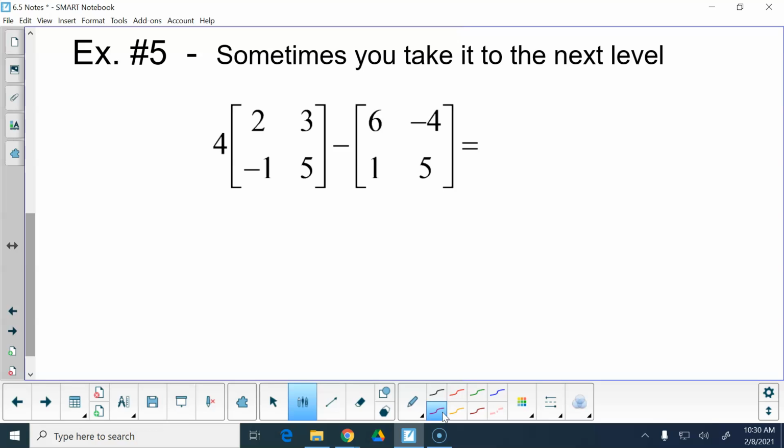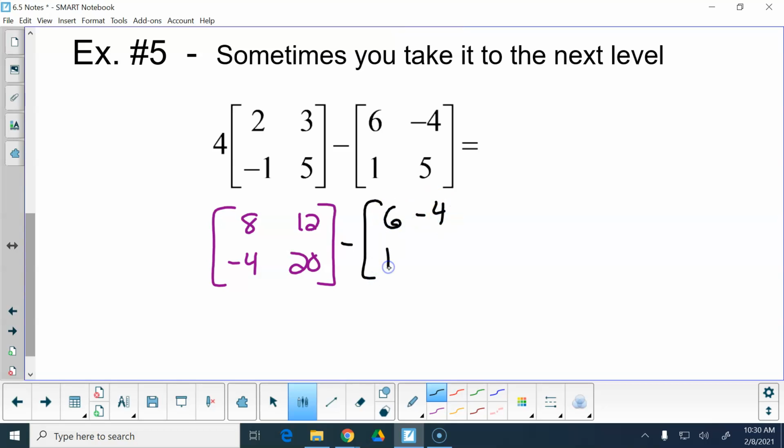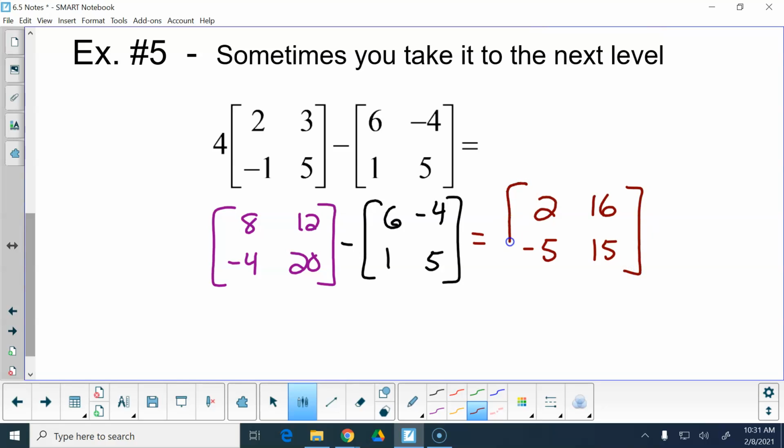So 4 times the first matrix would give me a 2 by 2 matrix of 8, 12, negative 4, and 20. To that, we are still going to subtract off the other 2 by 2 matrix, which is legal because they're the same size. 8 minus 6 is going to be 2. 12 minus negative 4 is going to be 16. Negative 4 minus 1 is going to be negative 5. And 20 minus 5 is 15. So my resultant answer is a 2 by 2 matrix, 2, 16, negative 5, 15.